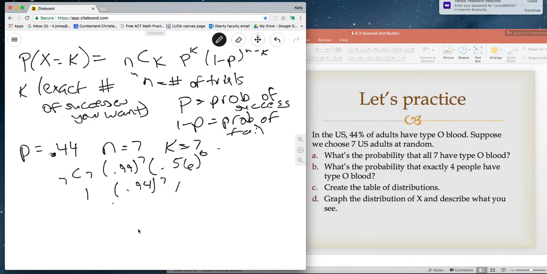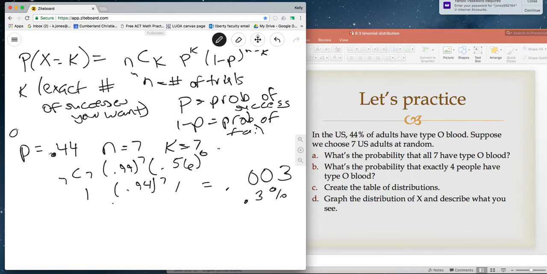And notice that this wasn't a fraction. It wasn't 5/6. This one's actually a decimal, and you can do it as a decimal. That's okay. So 0.44 to the 7th power is going to be 0.003, or basically 0.3%.